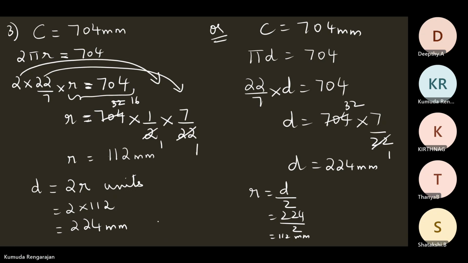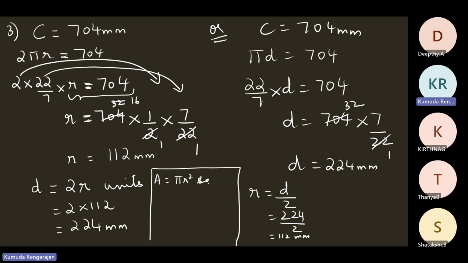Yes, ma'am. Okay, now what should you find after this? So we found diameter and radius. What is the other thing we'll have to find? Ma'am, area. Area. Can I work it here itself, children? You please continue on your book. I'll work it here itself. So area is equal to pi r square units. Square units, correct? Yes. So 22 by 7 into 112 into 112.